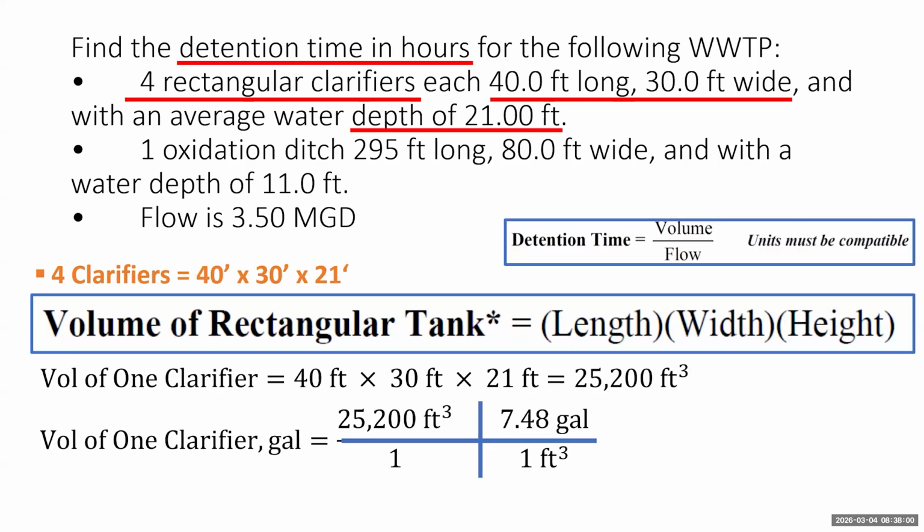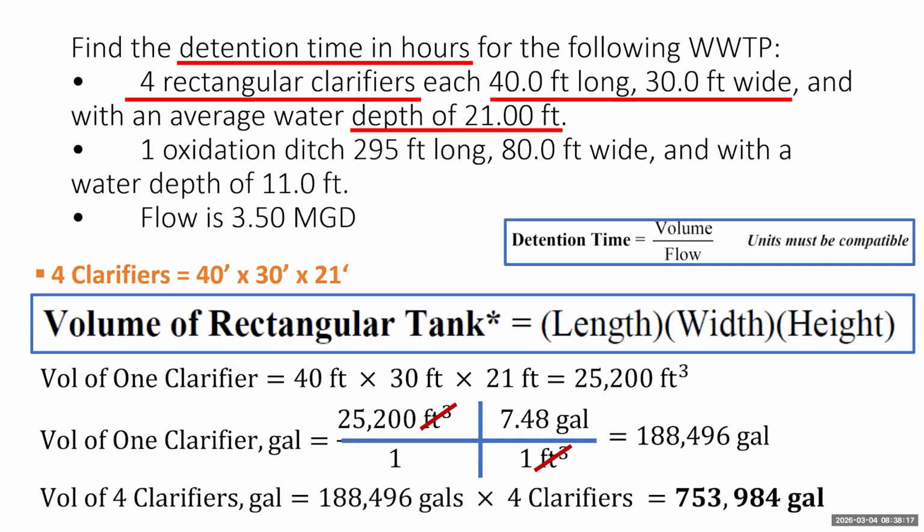So we've got 25,200 cubic feet. And then we go ahead and put the unit conversion in there from cubic feet to gallons. We can cancel out the units that match. And that says we've got 188,496 gallons. And again, that's 1 clarifier. So 4 clarifiers, we multiply that 1 times 4 to get 753,984 gallons. Okay, so now we're done with the rectangular clarifiers, but we have the oxidation ditch remaining.